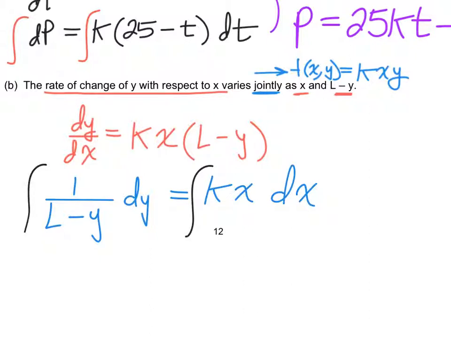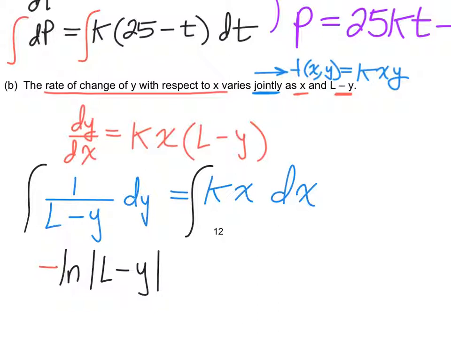What's the antiderivative of 1 over (L minus y)? ln of (L minus y). That's a good start. What would I get if I took the derivative of that? Negative 1 over (L minus y). I want a positive 1, so make it negative to correct for that. We're doing the same thing here. It's just L minus y.